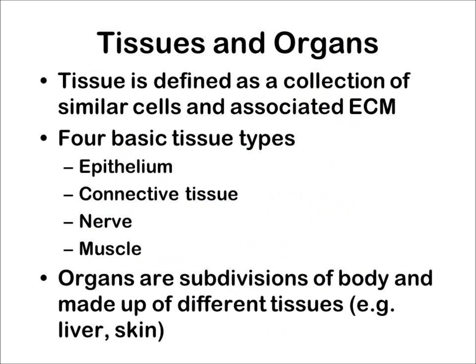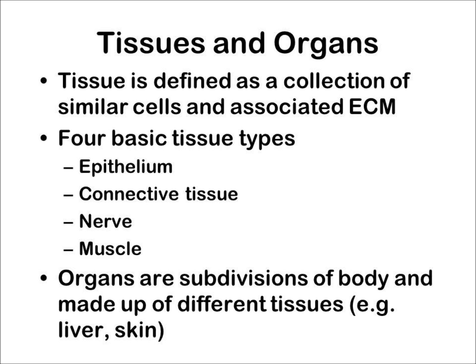Now, typically a course in histology starts out by teaching the basic tissues before proceeding on to the organ systems. In histology, the term tissue has a specific meaning. A tissue is defined as a collection of similar cells and their associated extracellular matrix. There are 4 basic tissue types that should be learned. These are epithelium, connective tissue, nerve, and muscle. Of course, each of these basic tissues can be further subdivided, as I will describe in a minute.